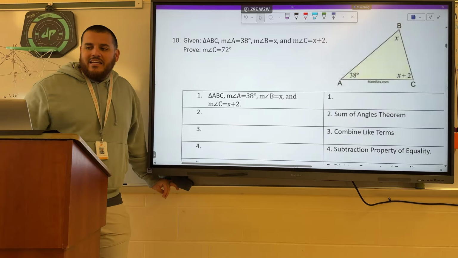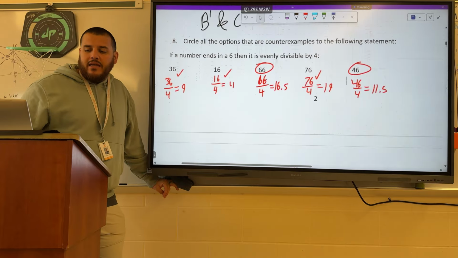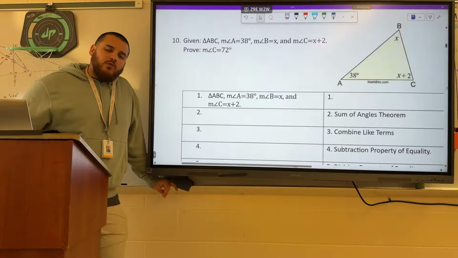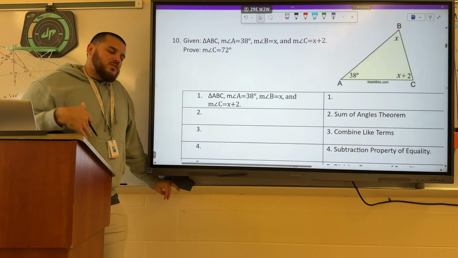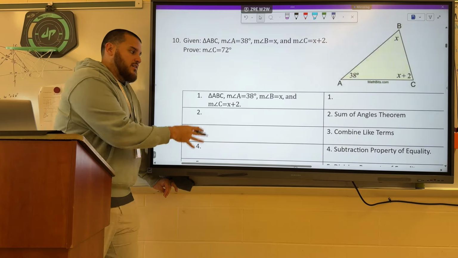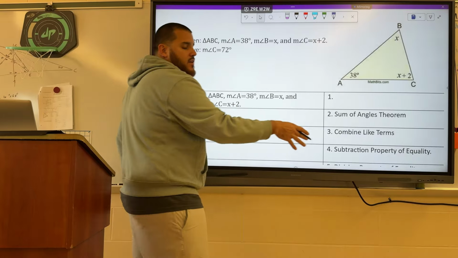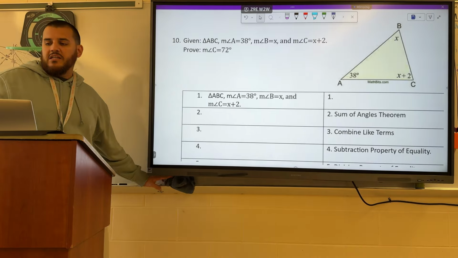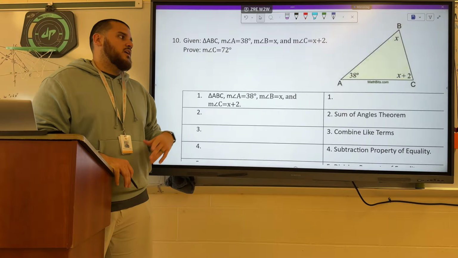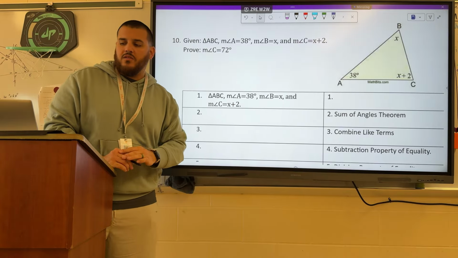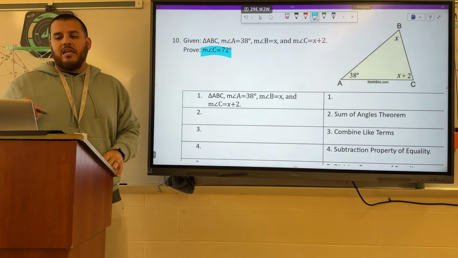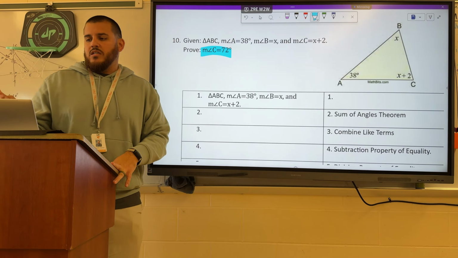We're on example 10 next because I forgot to put an example 9 on this review. It's my bad. And again, we have a proof here. Remember, we're going to be lawyers. We're going to say things that are true in our statement column, and then we're going to provide evidence that proves that they're true in our reasons column. We have a triangle again with some given information for our 3 angles, and we're being asked to prove that angle C is 72 degrees.